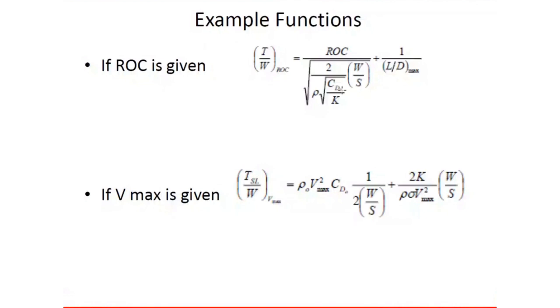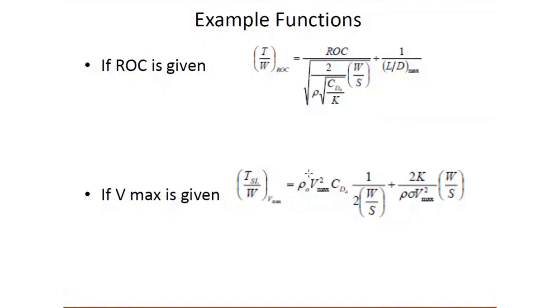If maximum speed is given or maximum Mach number is given, then again you know that thrust to weight ratio is a function of velocity, maximum velocity, and this term involves CD naught term, and this is the K CL square term. That's why you have V square at the bottom in the denominator, and you have V square at the numerator. So if V max is given, this equation you use for plotting W by S by T by W.